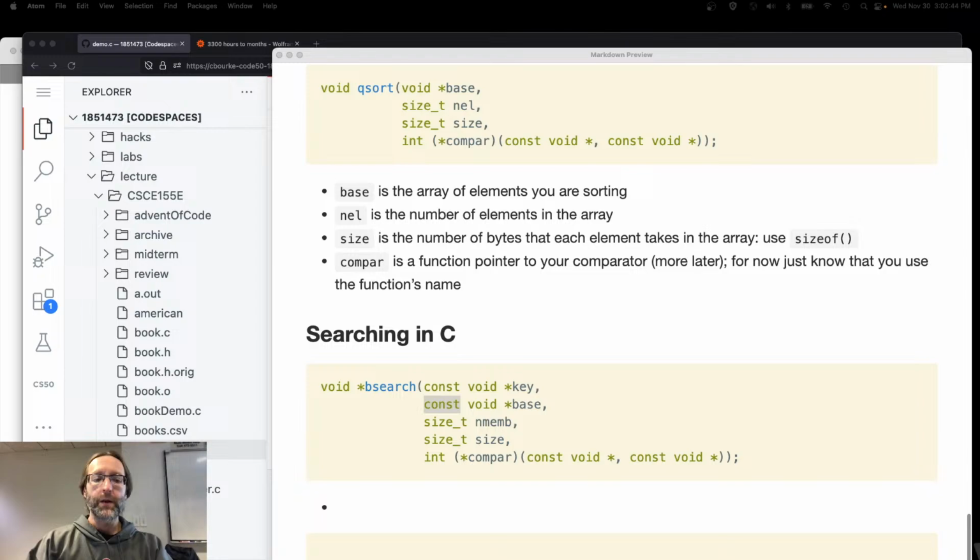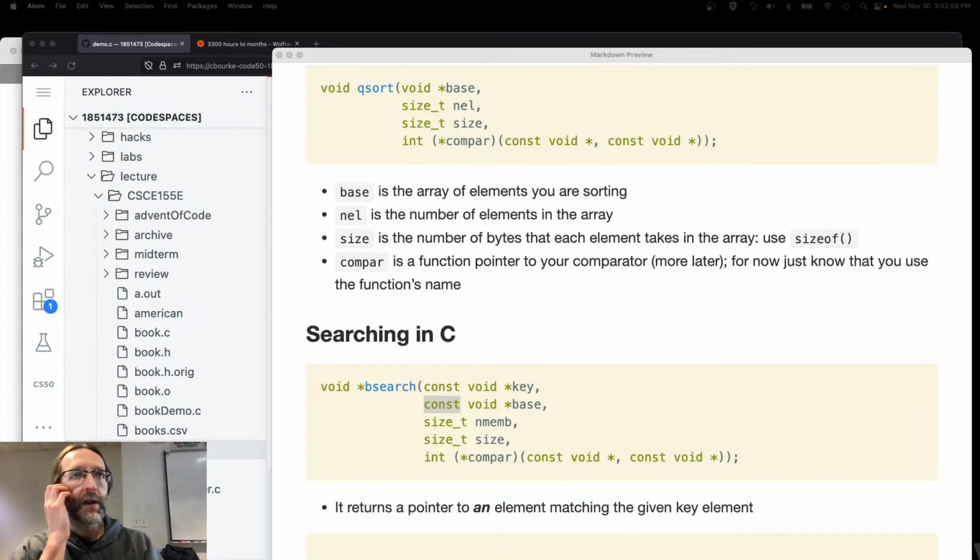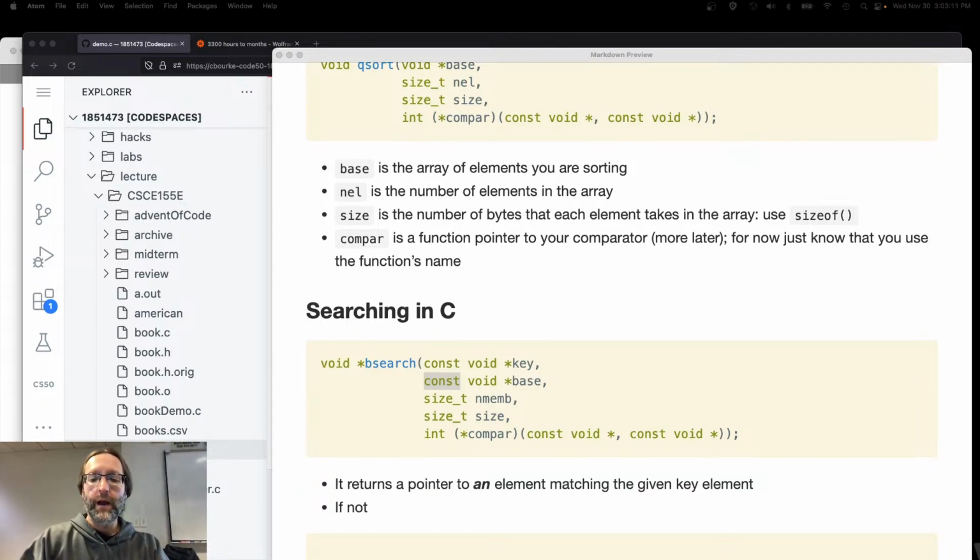Again, what's the behavior here? It returns a pointer to a matching element, or an element matching the given key element. And note here, I'm going to really emphasize on element because there could be more than one. If you're searching for 5 in an array and there are 3 of them, which one does it return? Who cares, right? It returns one of them. If no such element is found, it returns, guess what? Null. Why? Because it returns a pointer. What's the only pointer that makes sense for an error, for I did not find it? It returns null.